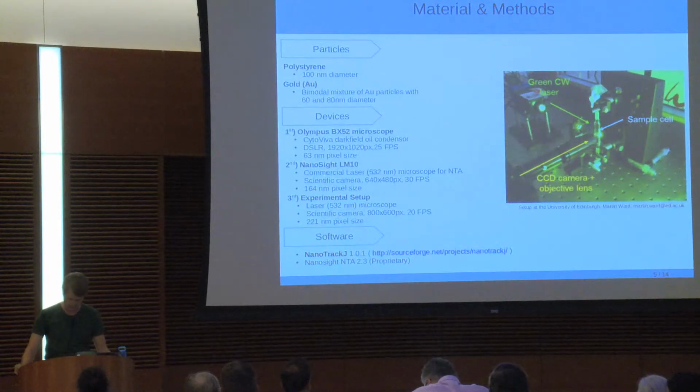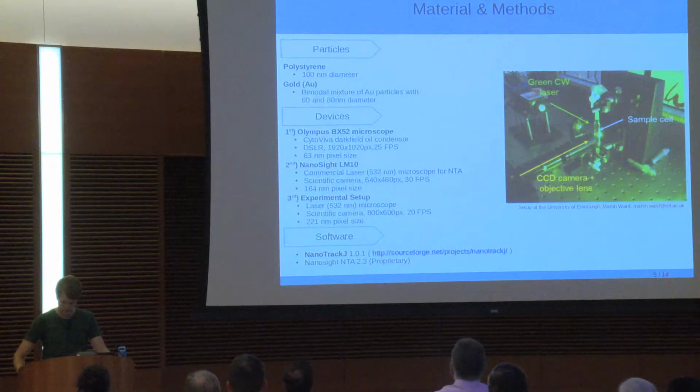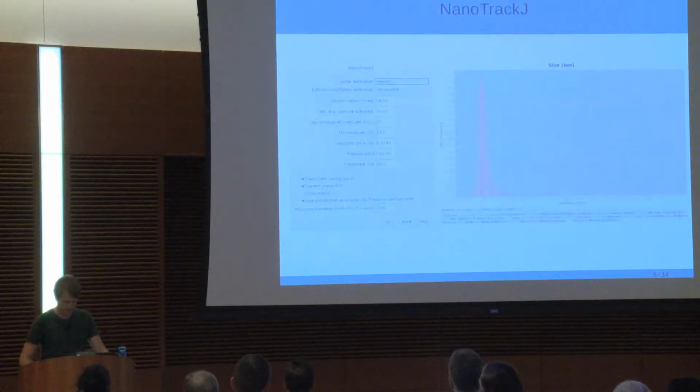We used three devices. The first one is a normal dark field microscope. The second one is a commercial laser microscope, especially for nanoparticle tracking analysis from NanoSight. And the third one is an experimental laser microscope consisting of a perpendicular scattering and observation arrangement, and that is shown in the right figure. As software, of course, we use J, and as a comparison and verification software, the commercial NanoSight NTA software, which is shipped with the NanoSight device.